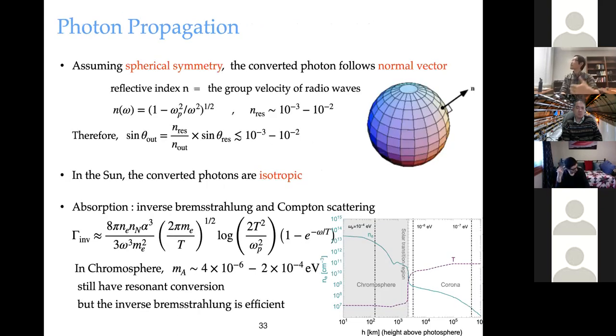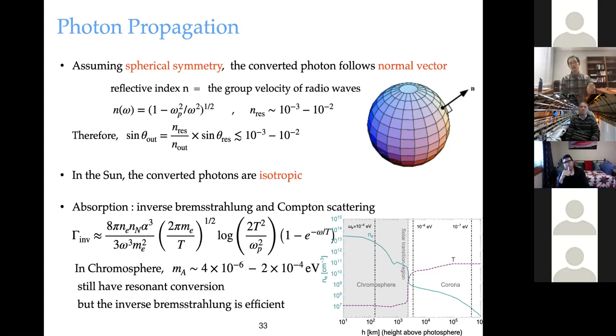The other thing: once we figure out the rate, we want to figure out the direction. What's the direction? We first need to assume spherical symmetry, which means that the density only depends on the radius. The converted photon will just follow the normal direction. Why is that? It's just the law of refraction.